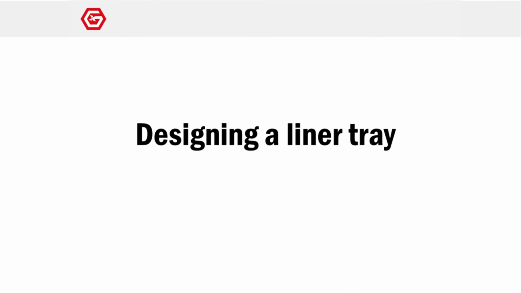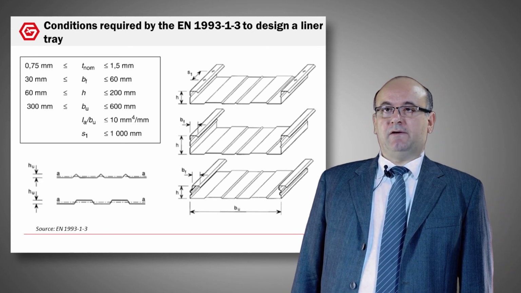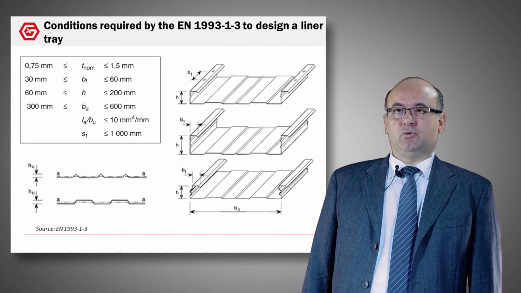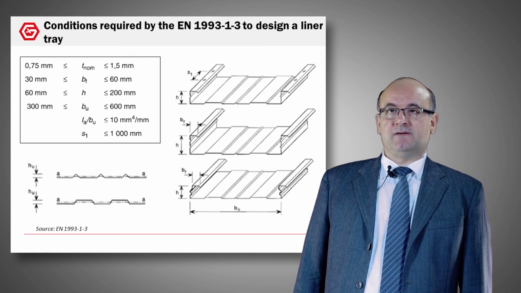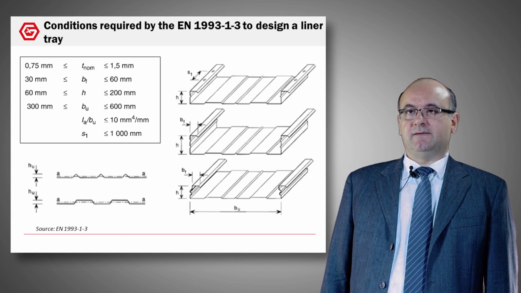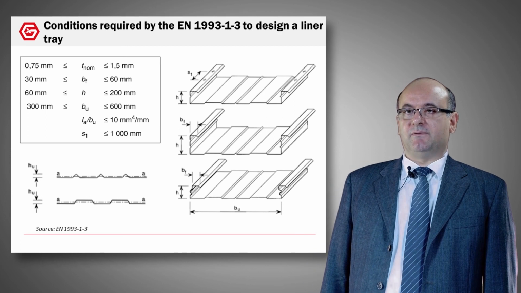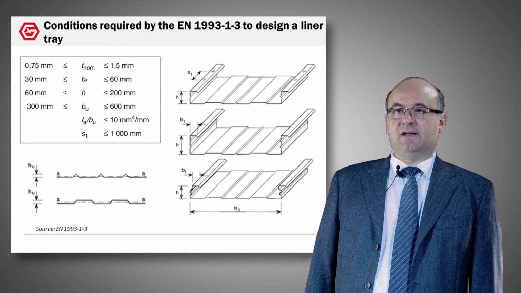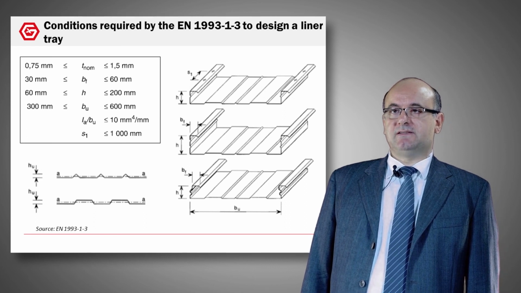Okay, now we are going to study the designing of a liner tray. As in the design by calculation, you have to respect the field of application given in the Eurocode. When we calculate a liner tray, we have to be sure that T nominal, the nominal thickness of the liner tray, is between 0.75 mm and 1.5 mm. You have to be sure that BT, that is the length of the top flange, must be between 30 mm and 60 mm. You have to be sure also that the H of the liner tray must be between 60 mm and 200 mm. The wide flange, BU, must be between 300 mm and 600 mm.